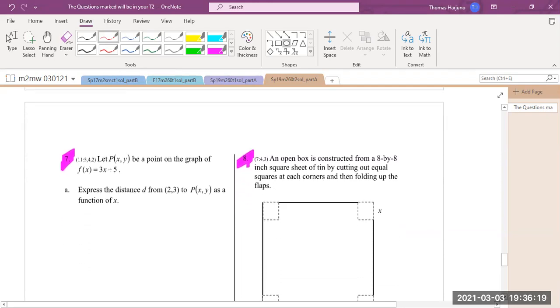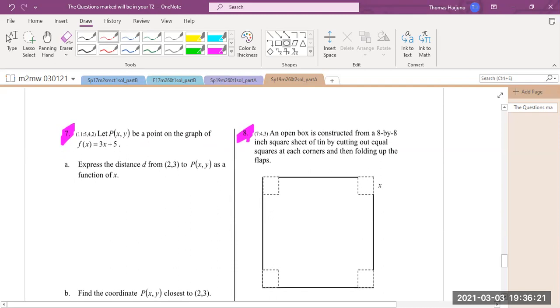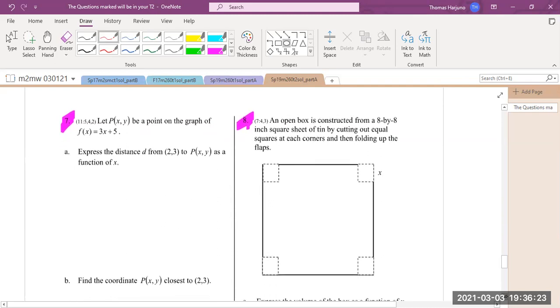Again, number 7 is a question we cannot do yet for this part, but if you think about it, it's actually quite doable. It requires some certain maturity though. Let's take a look. So we have coordinate (2, 3).